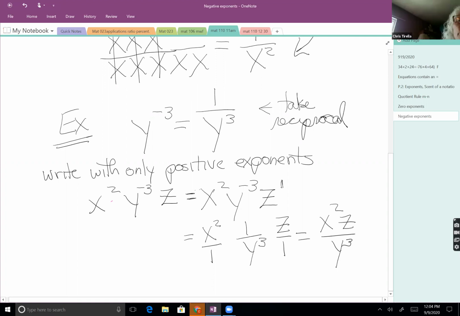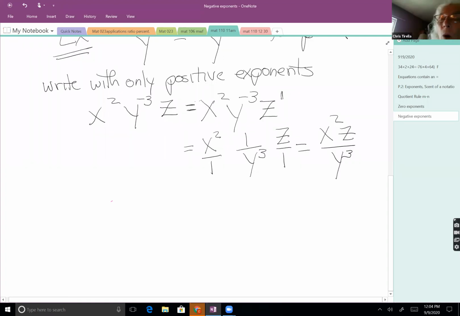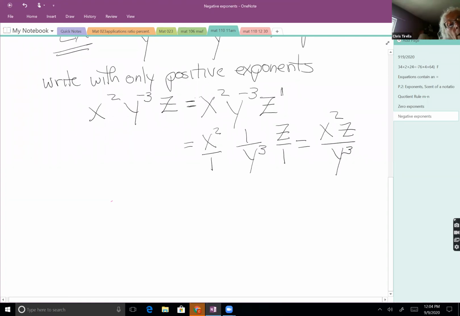With that problem, I did a lot of work to kind of explain why it worked that way. In terms of just comparing this to the final answer, can anybody see, if you wanted to think of it as a shortcut, anything with a positive exponent ends up in the numerator, anything with a negative exponent ends up in the denominator.